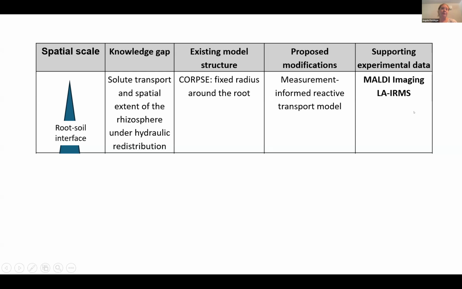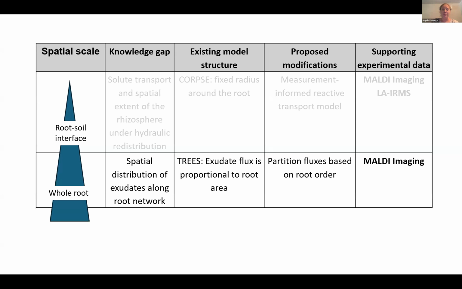So as an example, the CORPSE rhizosphere model looks at a fixed radius. We want to make a variable radius around the root. And to do that, we're going to use MALDI imaging and LA-IRMS measurements. The current TREES model is just exudate flux proportional to total root area, but we want to modify that based on root order. So again, MALDI imaging is going to play into that. And then finally, we're looking at the landscape scale, which is an entirely modeling exercise.